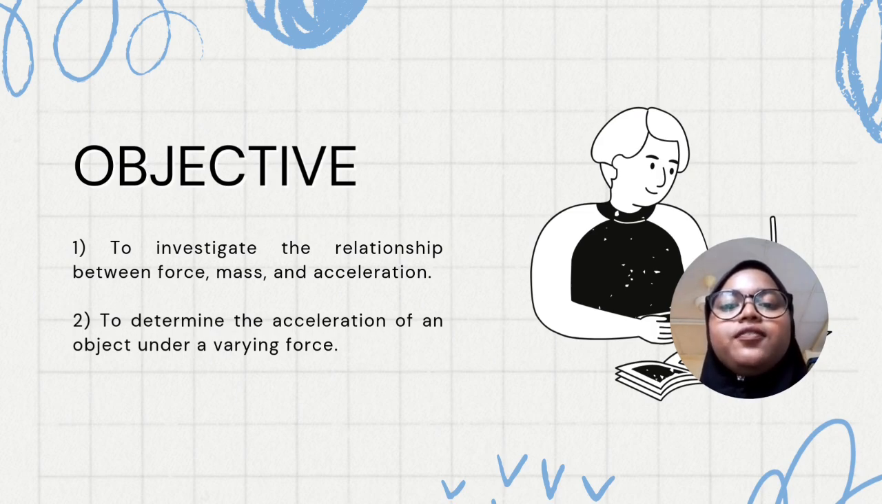My groupmate and I will be presenting the result of an experiment titled linear motion. The objective of this experiment is to investigate the relationship between force, mass, and acceleration. This experiment is also conducted to determine the acceleration of an object under a varying force.